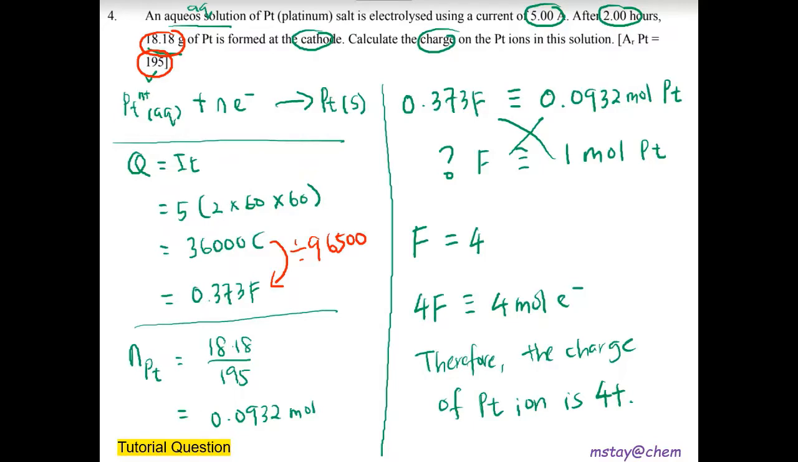Maybe some of you will know why it's positively charged: because the reaction happens at the cathode, and the cathode undergoes reduction, so cations are attracted to the cathode. Or the other way, we can look at it this way: platinum is considered a metal. So when metals form ions, they will always be cations.